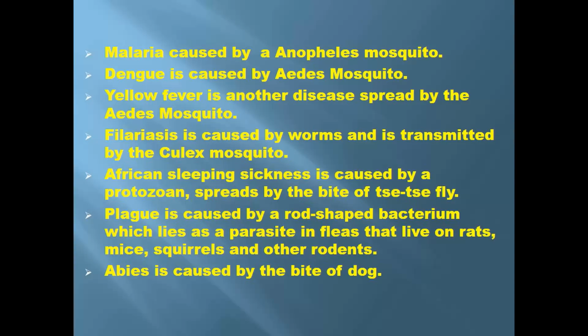African sleeping sickness is caused by a protozoan, spread by the bite of the tsetse fly. Plague is caused by a rod-shaped bacterium which lives as a parasite in fleas and live on rats, mice, squirrels, and other rodents. Rabies is caused by the bite of a dog.